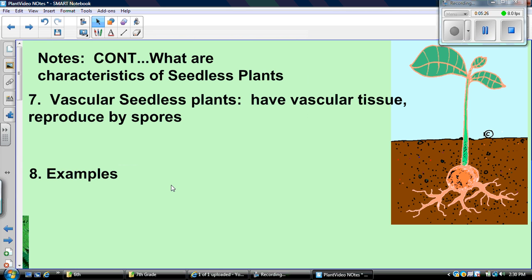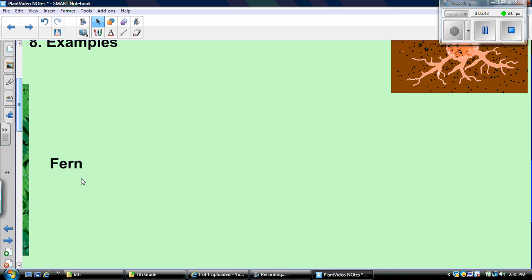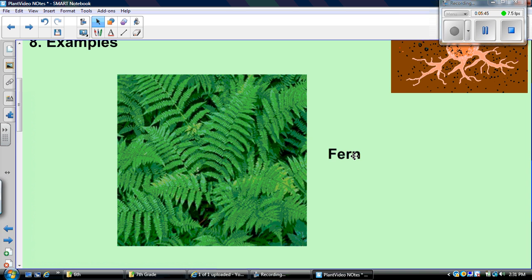Okay, so now we're going to look at vascular seedless plants. These are plants that reproduce by spores and have vascular tissue. Some examples are ferns. Back in the dinosaur age, in the Mesozoic era, 65 million years ago, these ferns were 25 meters in height. They were huge, and that's what the herbivore dinosaurs used to feed off of.